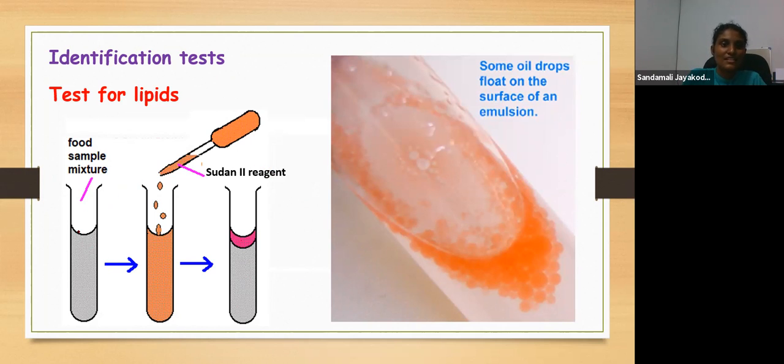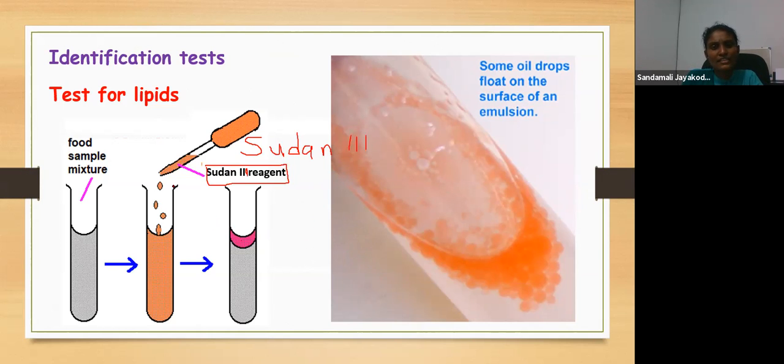What we have to do here is take a little amount of coconut oil or olive oil, or whatever oil we can take, a small amount of oil. And then we have to add Sudan 3 reagent. Here it is mentioned as 1, it should be only... actually, this is Sudan 3. Here it is mentioned only 2. It is 3. Sudan 3 reagent.